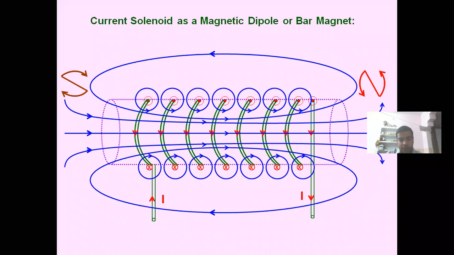Now you can see here, this is the previous slide, and now this is the magnetic field line due to a solenoid, and they are exactly the same if you compare it with the bar magnet. Okay.